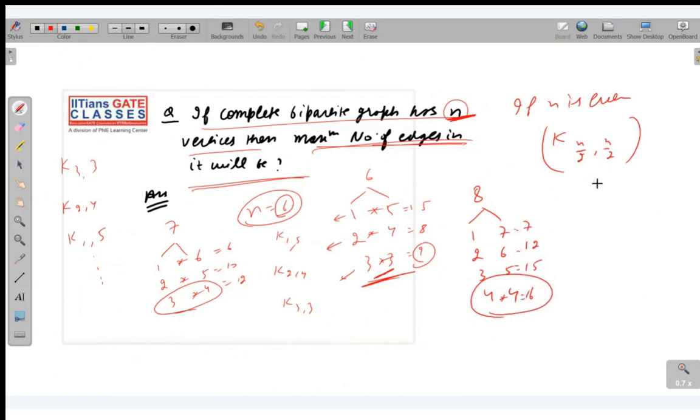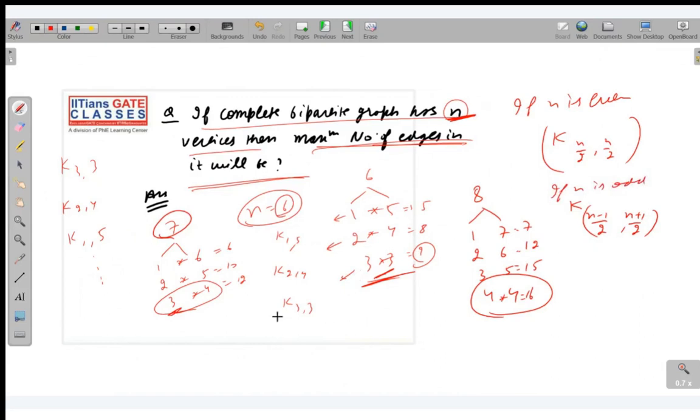When n is odd, you will take K (n minus 1) by 2 comma (n plus 1) by 2, like this. So for 7, 7 minus 1 is 6, 6 by 2 is 3, and 7 plus 1 is 8, 8 by 2 is 4. So this is the answer when n is odd. Yes, sir.